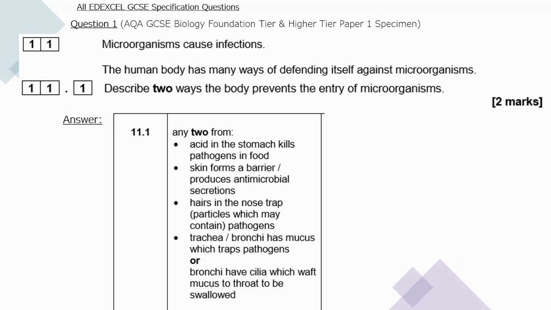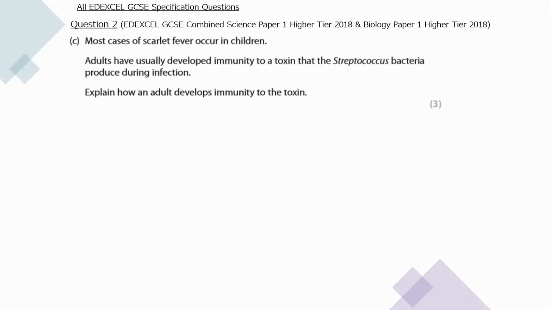Question 2. Most cases of scarlet fever occur in children. Adults have usually developed immunity to a toxin that the Streptococcus bacteria produce during infection.